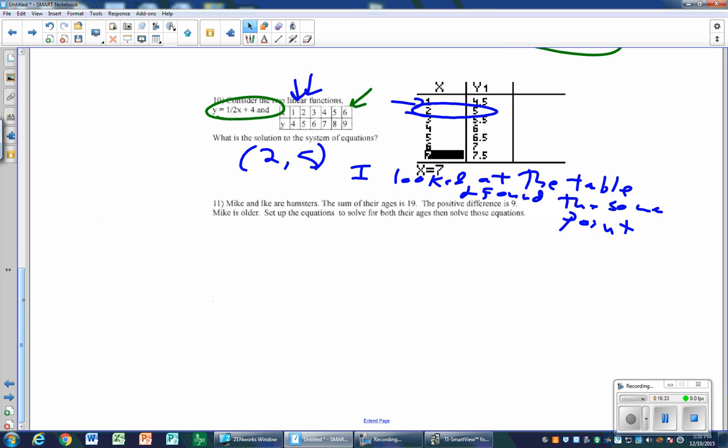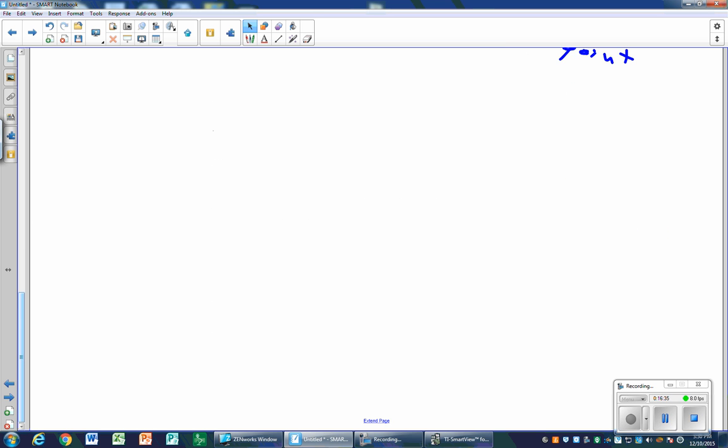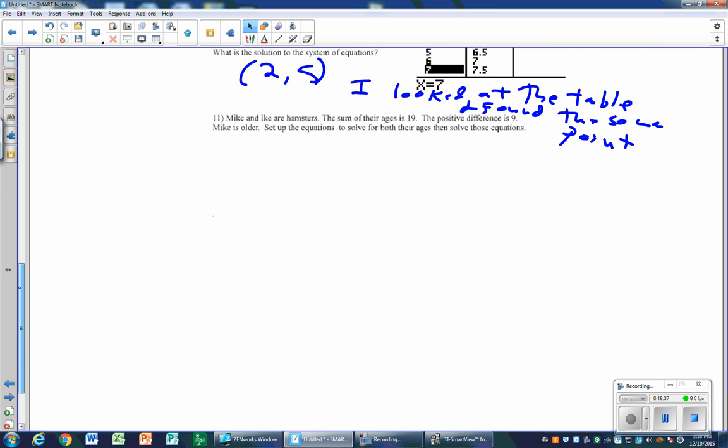Mike and Ike are hamsters. The sum of their ages is 19. The positive difference of their ages is 9. Mike is older. Set up the equation, solve this, and then solve those equations.